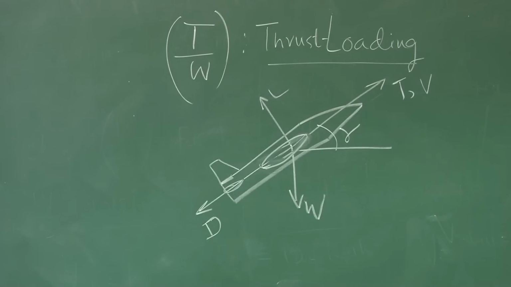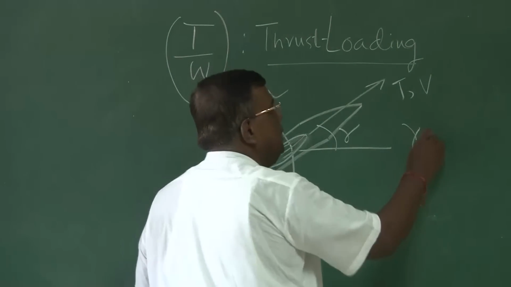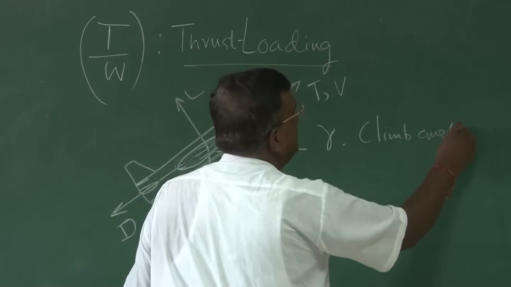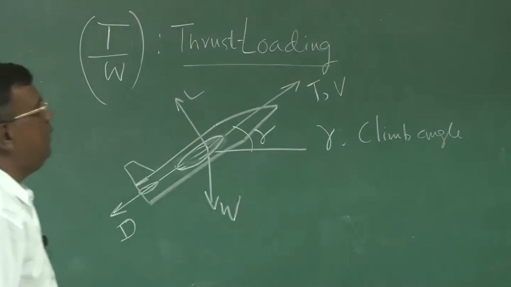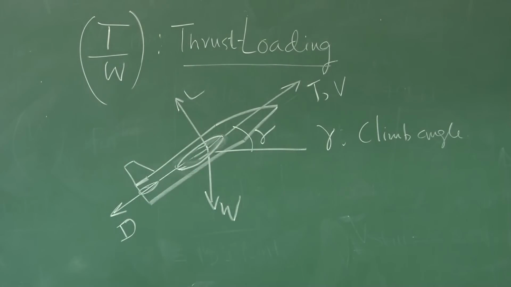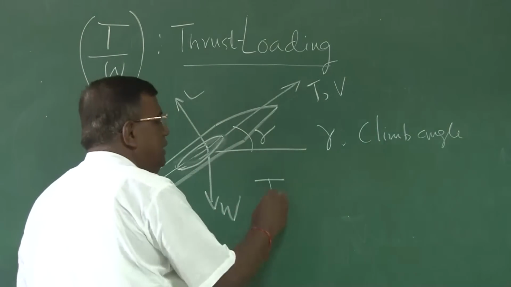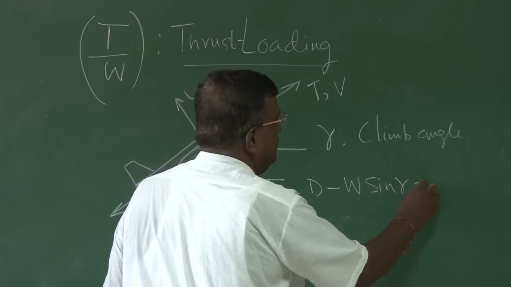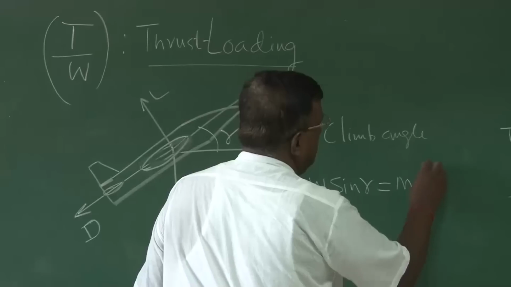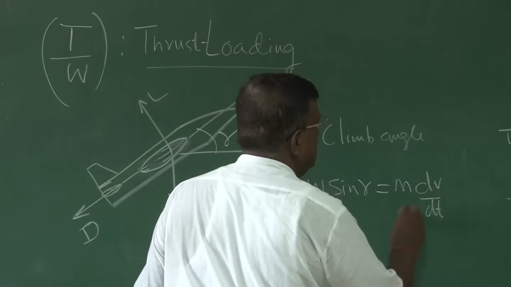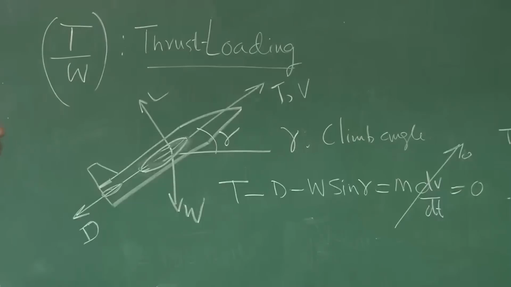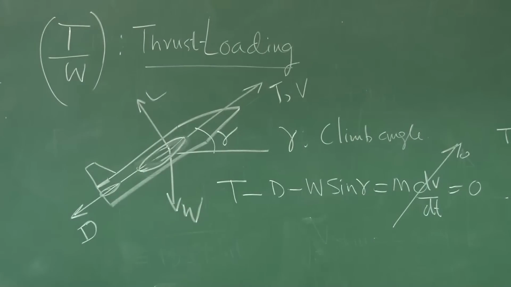We're flying such that it is climbing at a climb angle gamma. So gamma is the climb angle. And we have explained about steady climb. For a steady climb, I can easily write T minus D minus W sine gamma equal to m dV by dt. Since this is a steady climb, we equated this equal to 0. That is climbing at a constant speed like this.